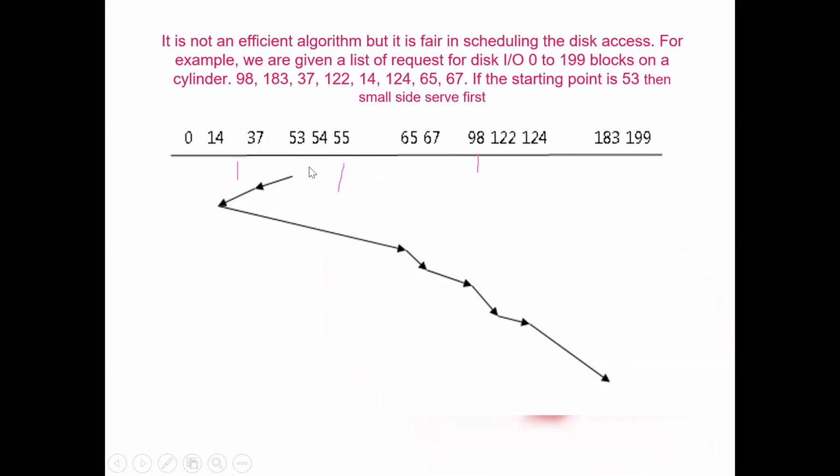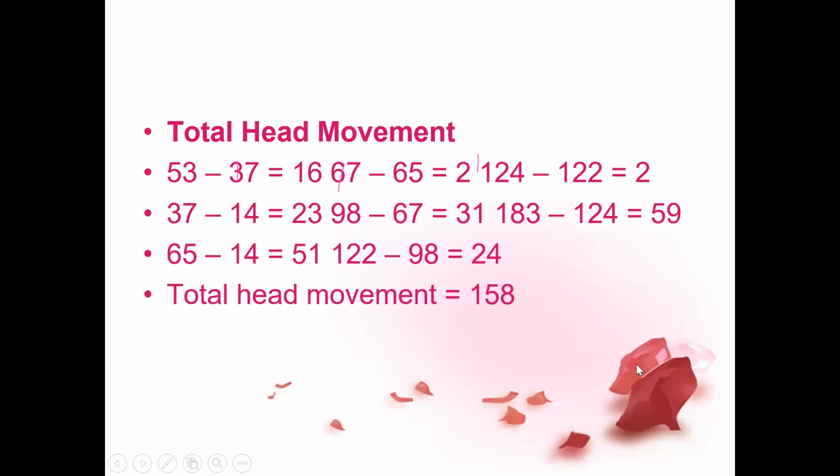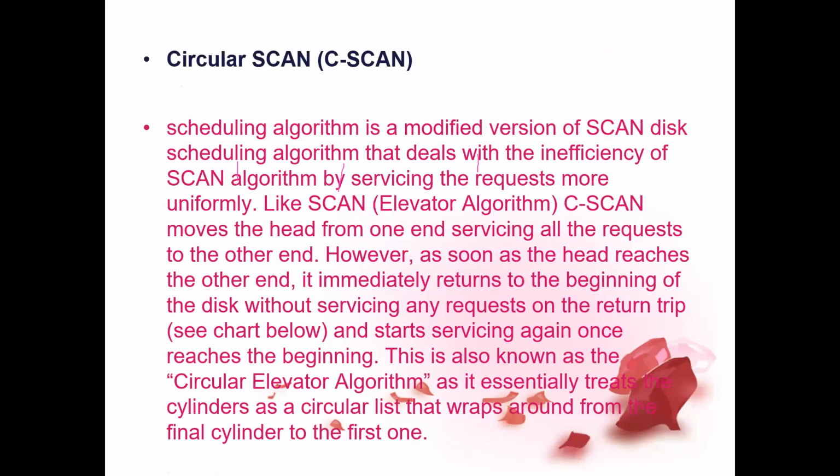If I have taken the larger side than 53, from 53 the head will move to 65, 67 and it will serve up to 183. Then it will serve in the next direction. In between it will not serve 14 and 37. So 14 and 37 have to wait until all the requests on one side are served. So this is the problem we can see with the scan algorithm.